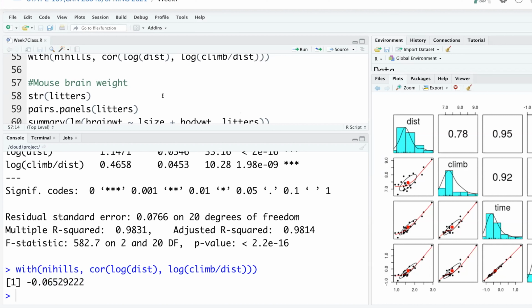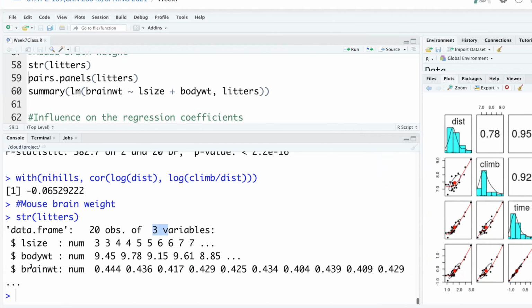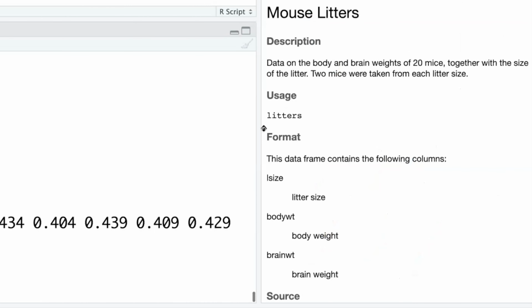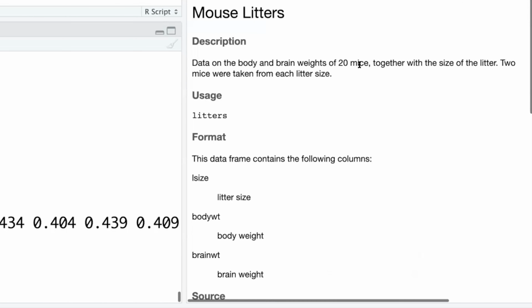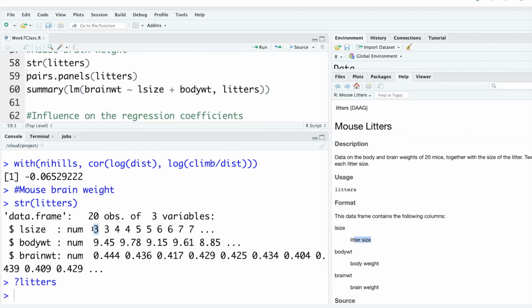Okay, coming to mouse weight. The data set we are using is called litters. It has three variables, all numeric: brain weight, body weight, and L size. It has data on body weights and brain weights of 20 mice, together with the size of litter. L size is litter size. So 3, 3, 4, 4. You have different values of the litter from which the sample was taken, and then the body weight and brain weight.